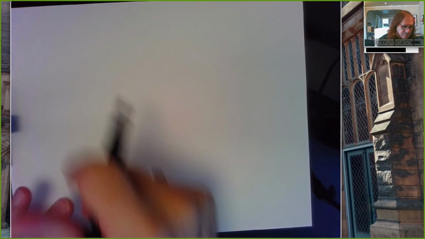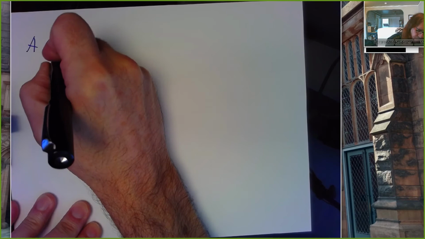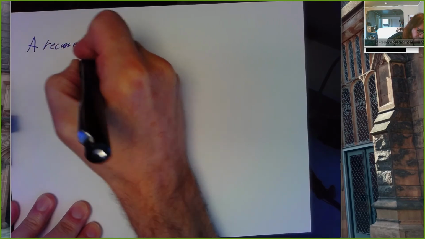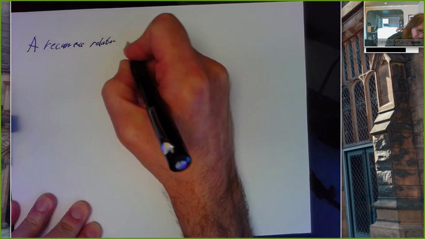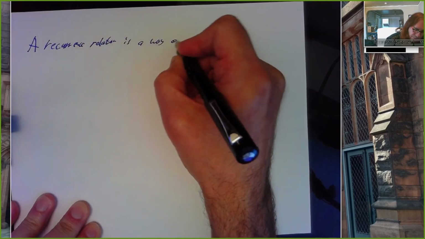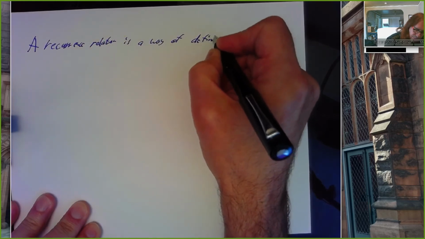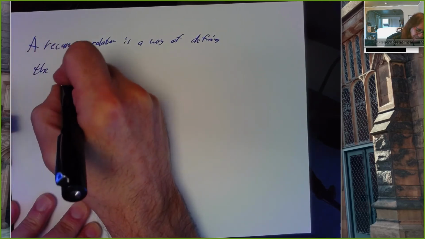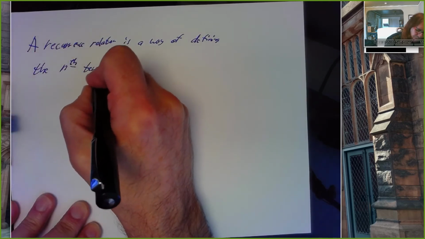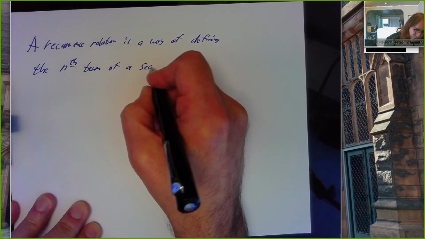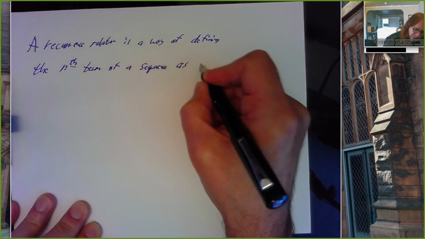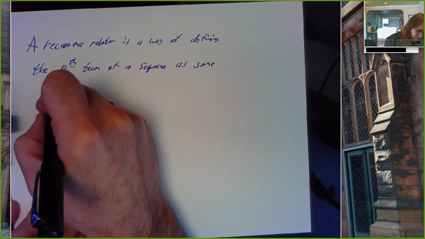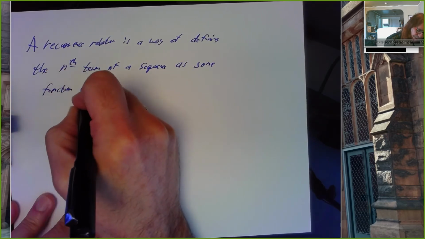Let's talk about recurrence relations, which is related to some of this. A recurrence relation is a way of defining the nth term of a sequence as some function of the prior terms.